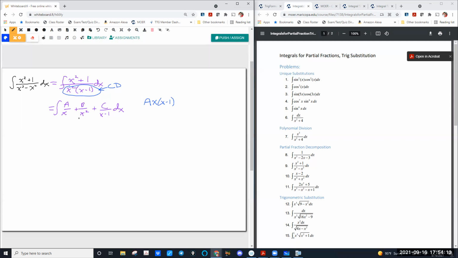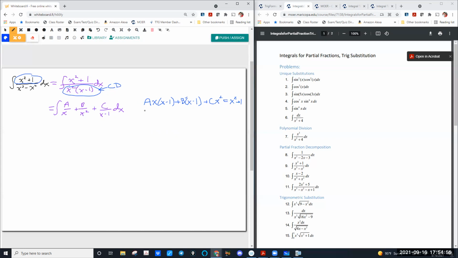Okay, I'm doing the same thing we did last time. I'm just doing it in a more condensed fashion. B needs to be multiplied. Well, that's our common denominator. It already has the x squared. It needs to be multiplied by x minus 1. And then c already has the x minus 1. It needs to be multiplied by the x squared. This needs to be equal to our original numerator, x squared plus 1. So all I'm doing is what we did last time. I'm just not writing the denominators. Okay?